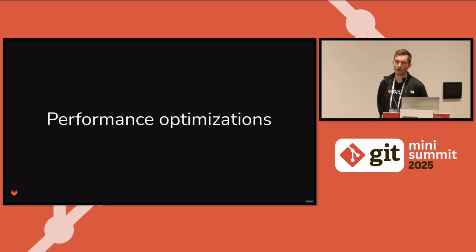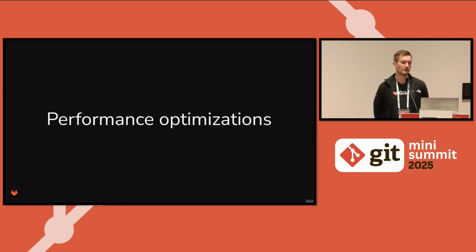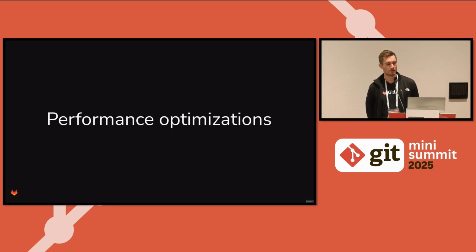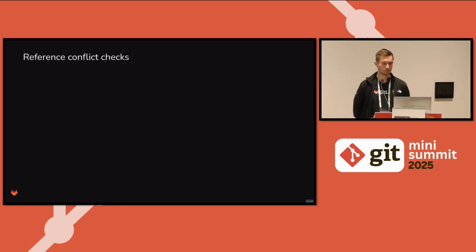The first obvious one is performance optimizations. The files backend had 20 years of performance optimizations, and initially for the reftable backend our focus was not to get it fast, but rather to get it correct, so that we don't lose any data, for example. So while the reftable backend should be faster in theory in lots of use cases, there are certain edge cases where it's not the case yet.